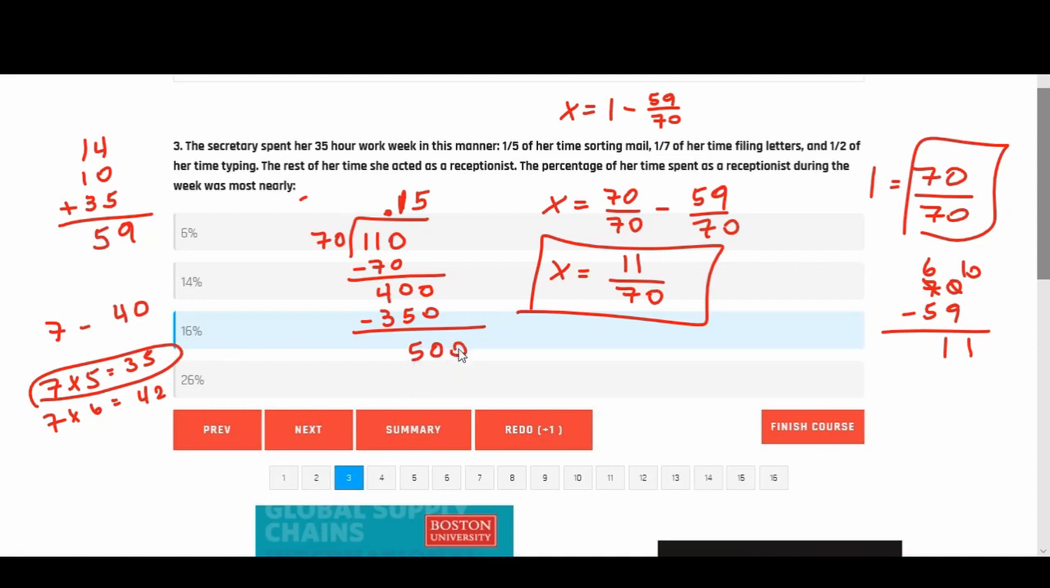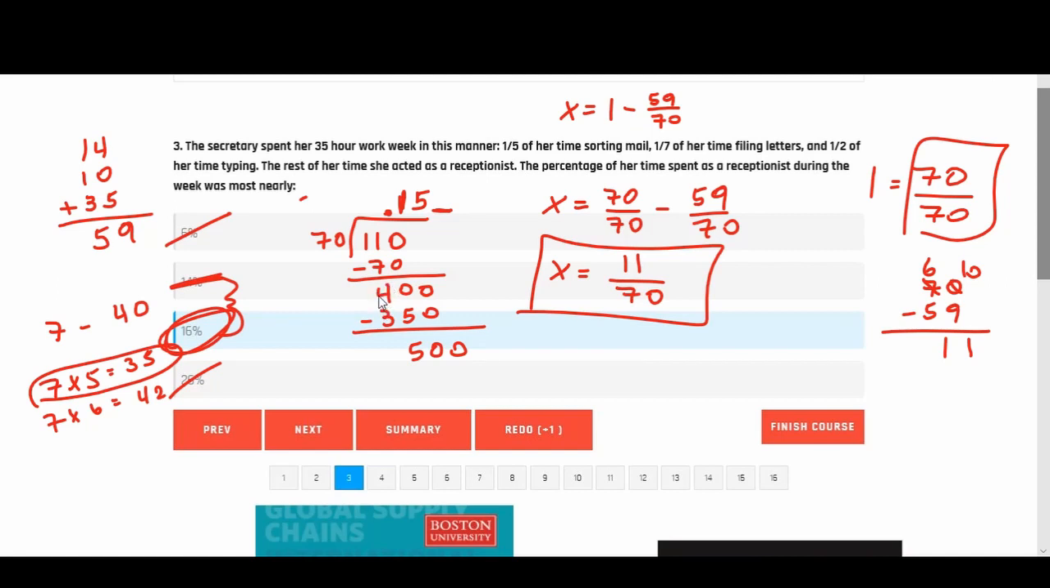Okay, and we have to add a 0 now because there's one that drops down. Now we're asking ourselves, and at this point we can't decide whether it's going to be 15% or 14% or 16%. We know it's not 6%, we know it's not 26%. But depending on what this next decimal place is, it can either round down to 14% or up to 16%. Well, it can't round down to 14%. So we know it's going to be 16%.